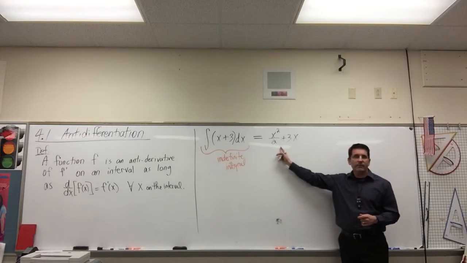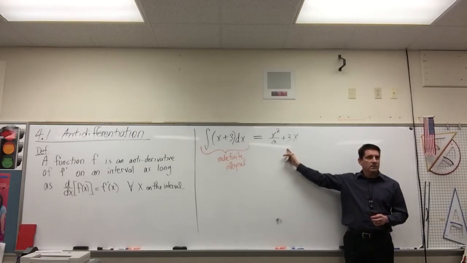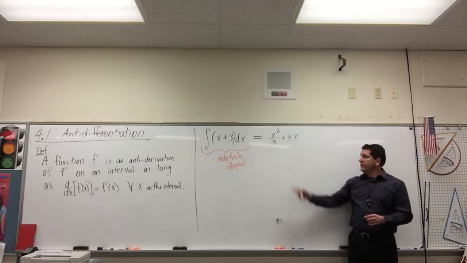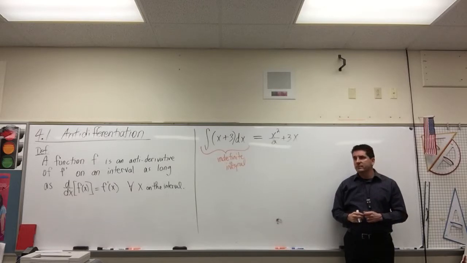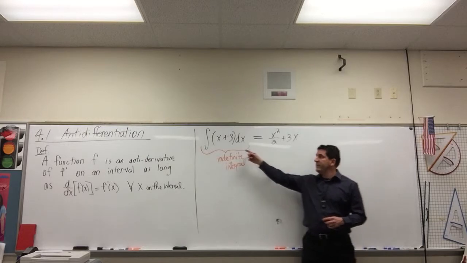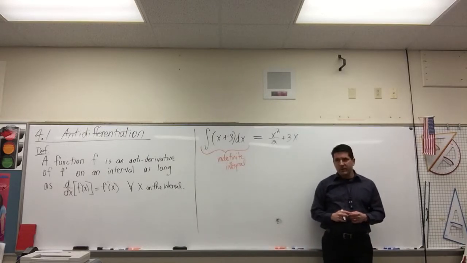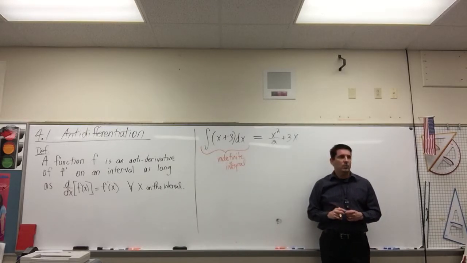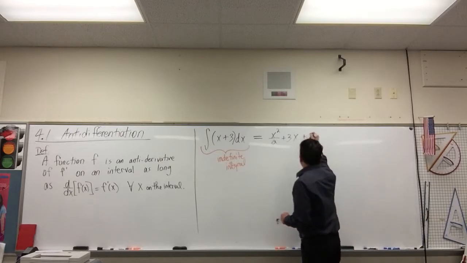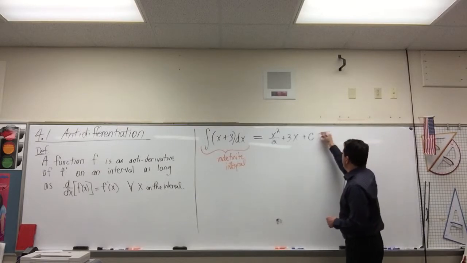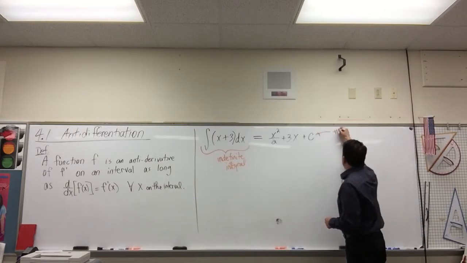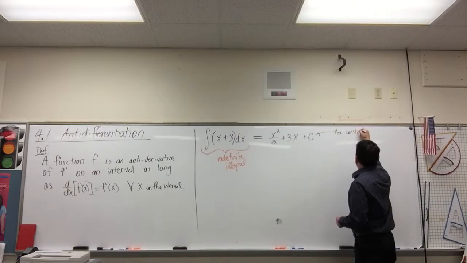Everybody right now take the derivative of that in your head. You get x plus 3. This right here is one antiderivative. How many antiderivatives are there whose derivative is x plus 3? An infinite number. So how do we handle that? We put plus c on the end. This c is a constant. It's called the constant of integration. It even has a name.